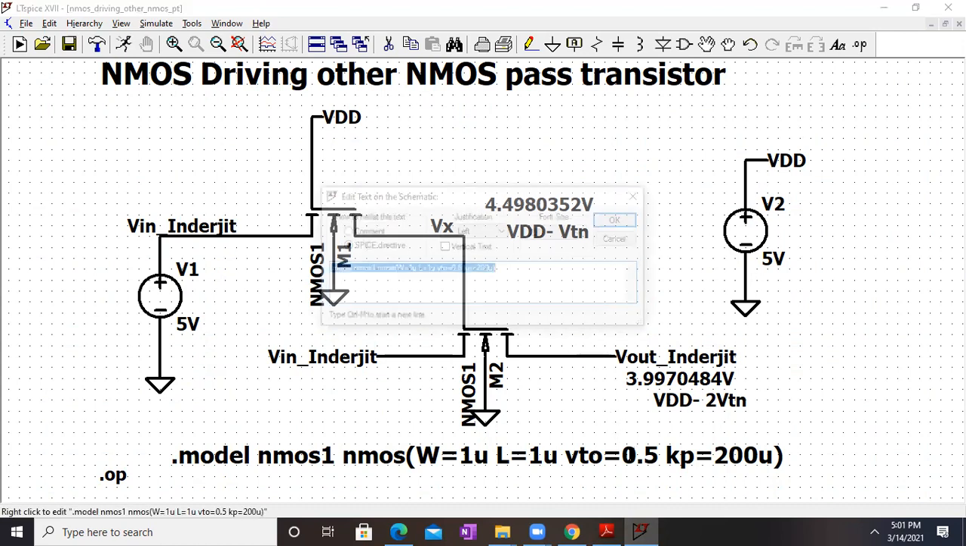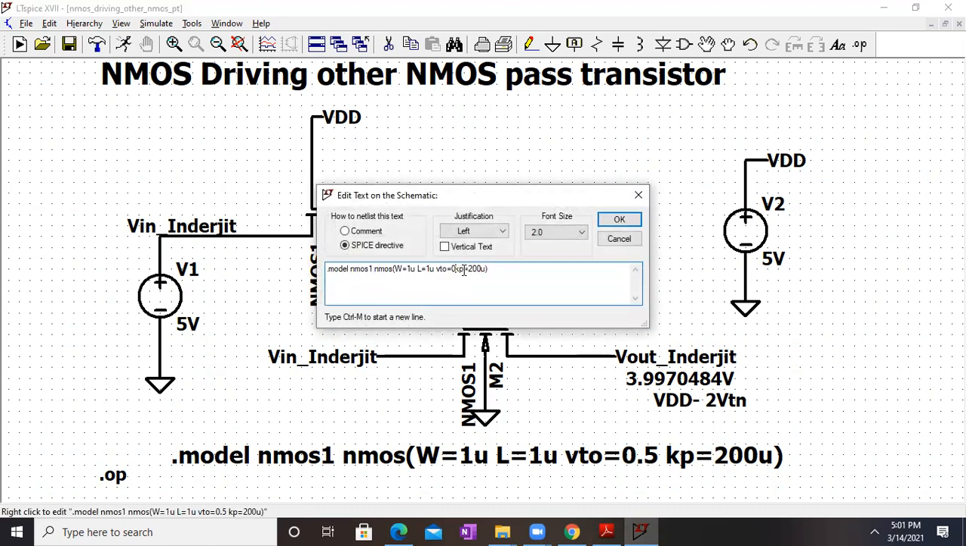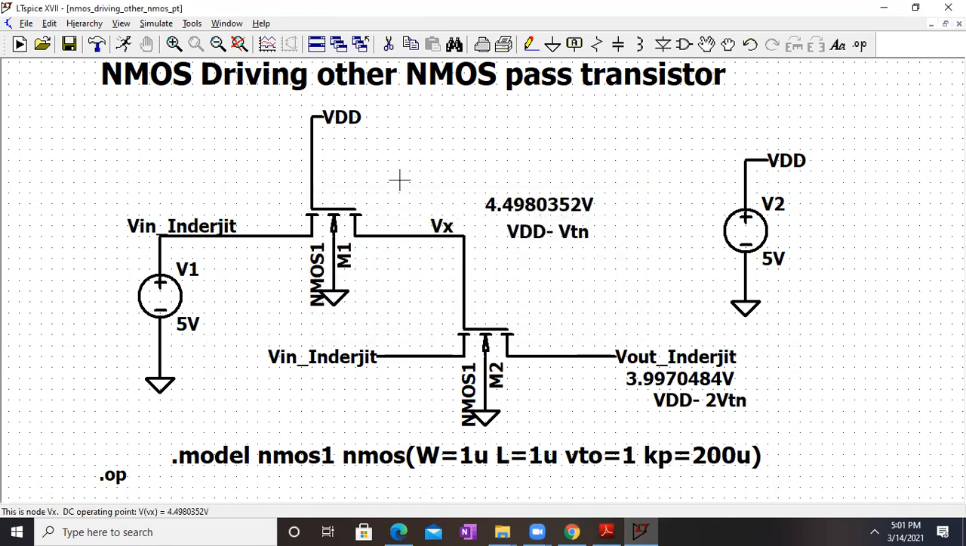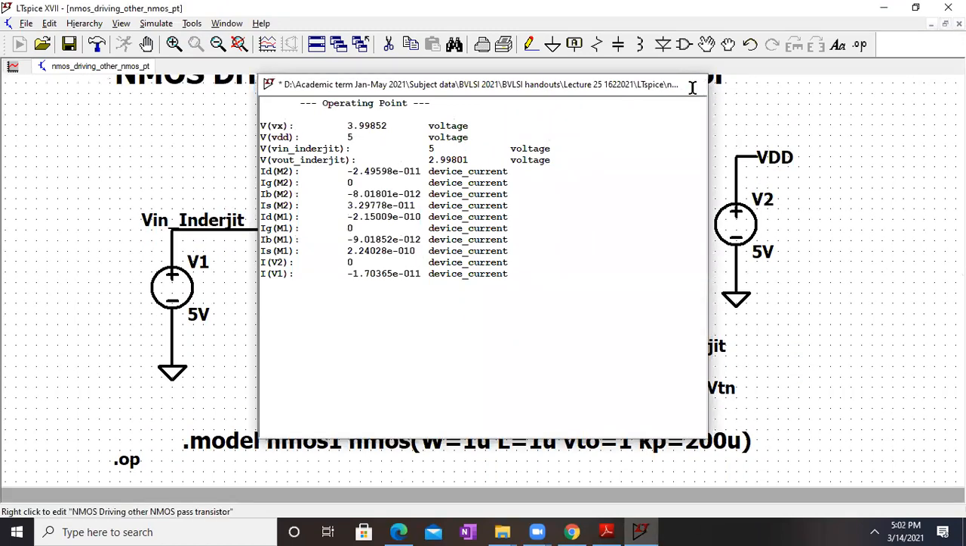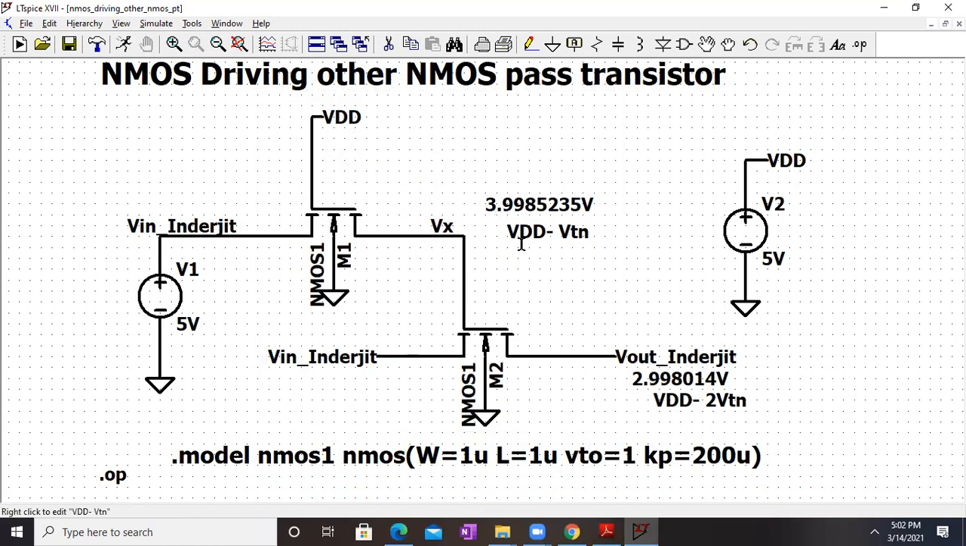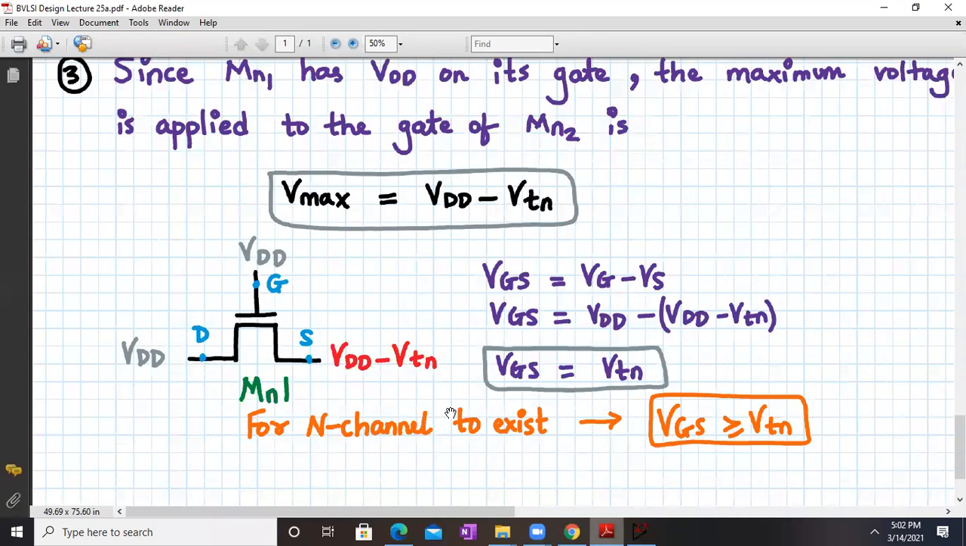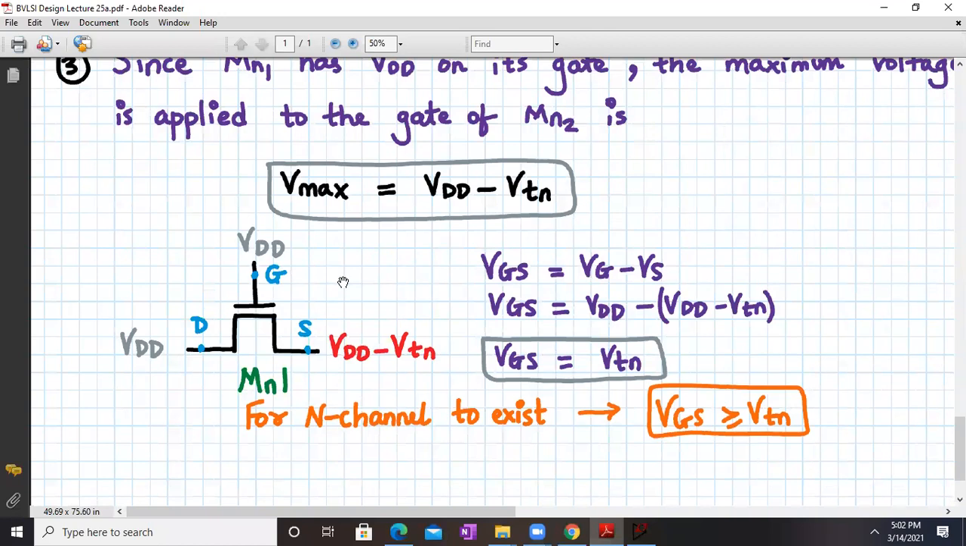And let me change the value to, let's say, 1 volt and see the effect. Even if it is 1 volt over here, we should get VDD 5 volt minus 1, that is 4. We are getting 3.99. So our theory is absolutely valid. And here it is VDD minus twice VTN. It's 5 volt minus 2, that is around 3. This is also correct. So indeed the output of the first N pass transistor is VDD minus VTN.